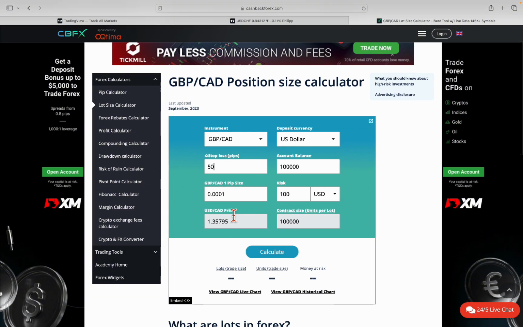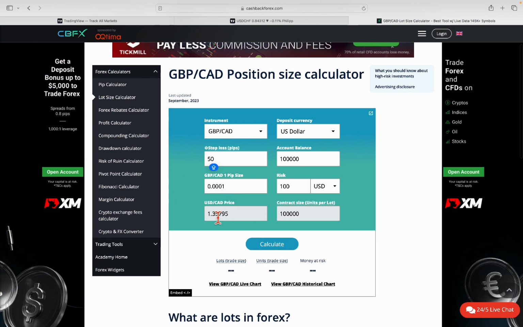Okay, and here is the value of a pip. Here is 1 pip, it is already there. You don't have to change this one. Anytime you want to buy the market or sell the market, this lot size calculator will give you the current price every time, so you don't have to write it here or change it.